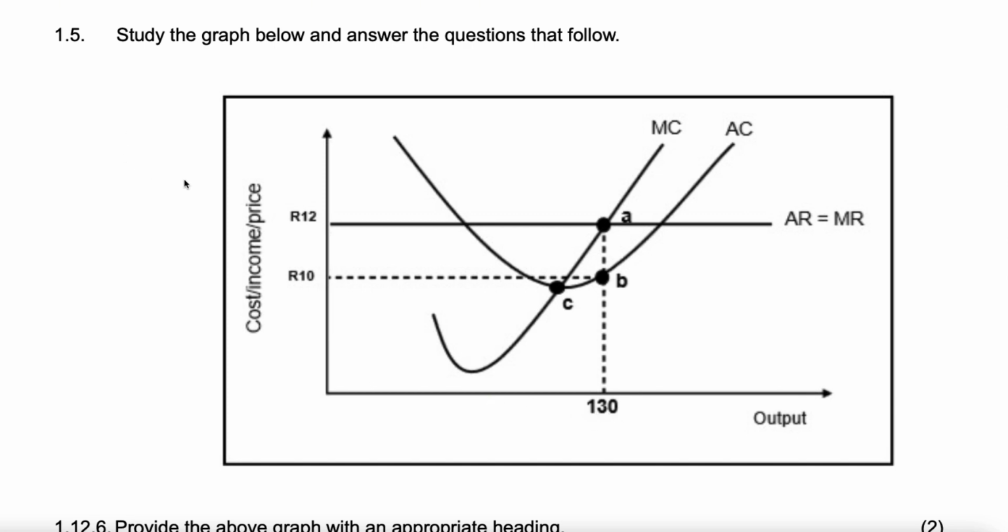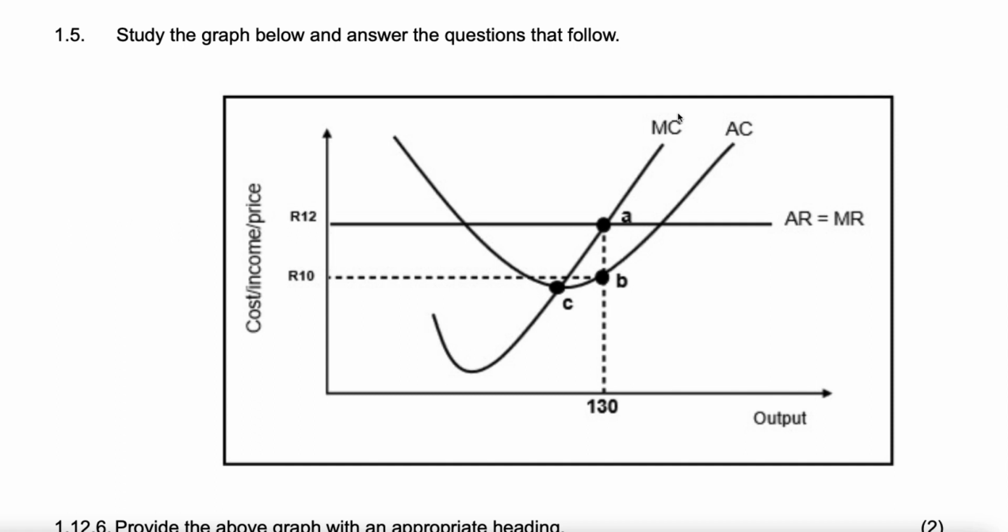Here they can ask what's the market price. Well, the market price is 12 because we know that price is equal to D and AR and MR. They can also ask you to identify the demand curve. The demand curve is AR equal to MR in this case. Identify the supply curve in this graph. That will be MC. Another question could be, how will this equilibrium position change in the long run? Or they can say, in the long run, what can happen to price? What can happen to quantity? Those are possible questions.